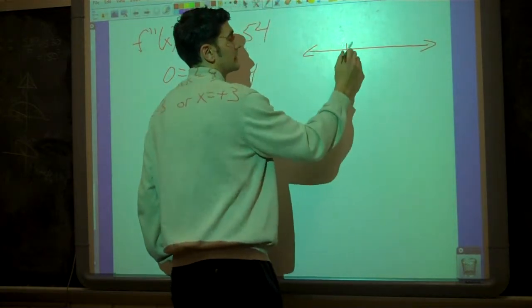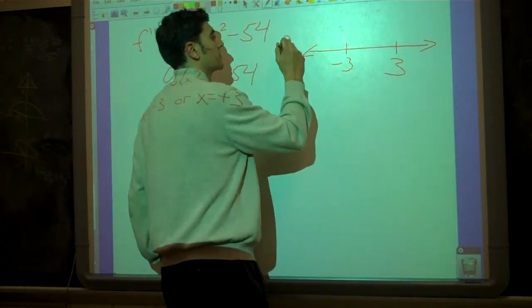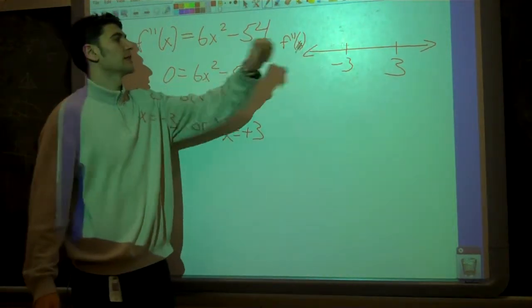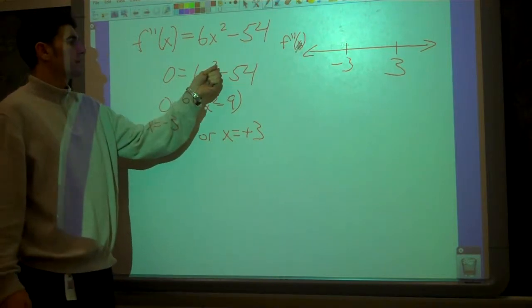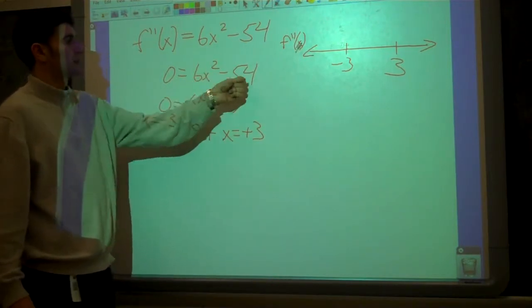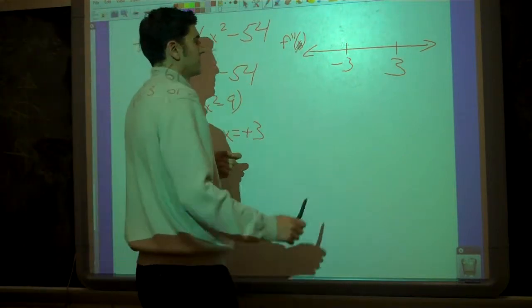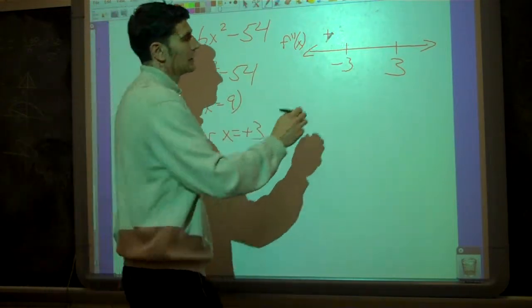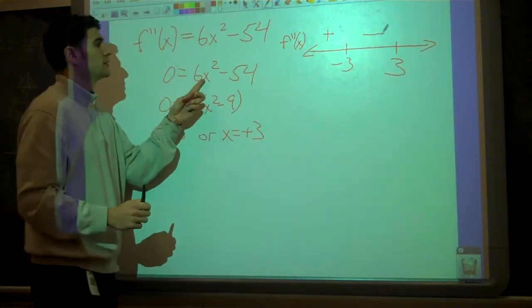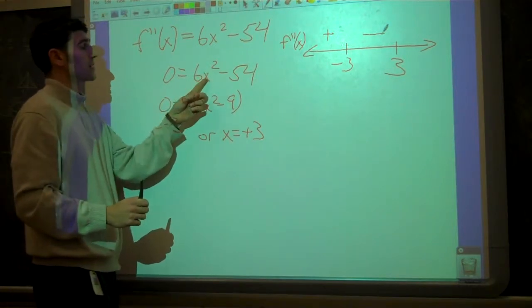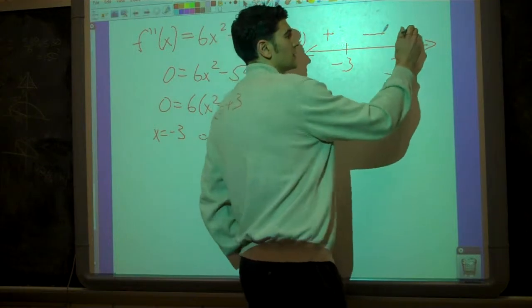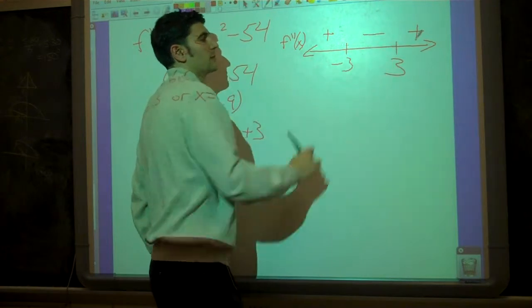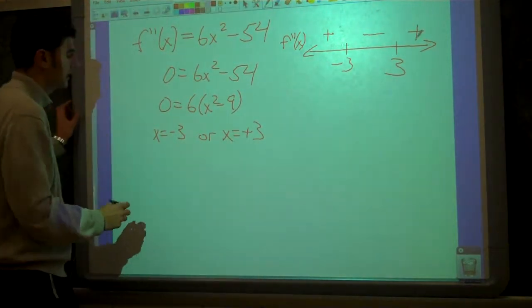So I'm going to make another number line here, except this time my number line is going to be evaluating the second derivative with respect to x. I will choose a number that's less than negative 3. Let's go with negative 10 again. Negative 10 squared is 100 times 6 is 600, minus 54 is 546, which is positive. I'll choose 0 here. 0 minus 54 is negative. And then I'll choose positive 10. 100 times 6 is 600 minus 54. Again, it's 546, which is positive. So it does change sign at both x equals negative 3 and x equals positive 3.